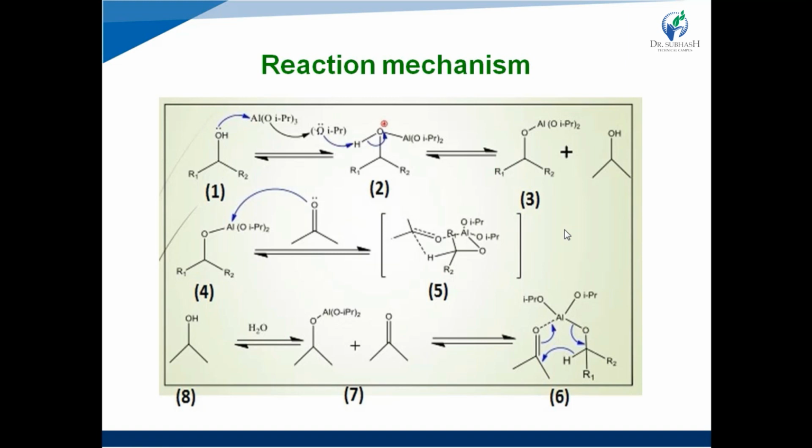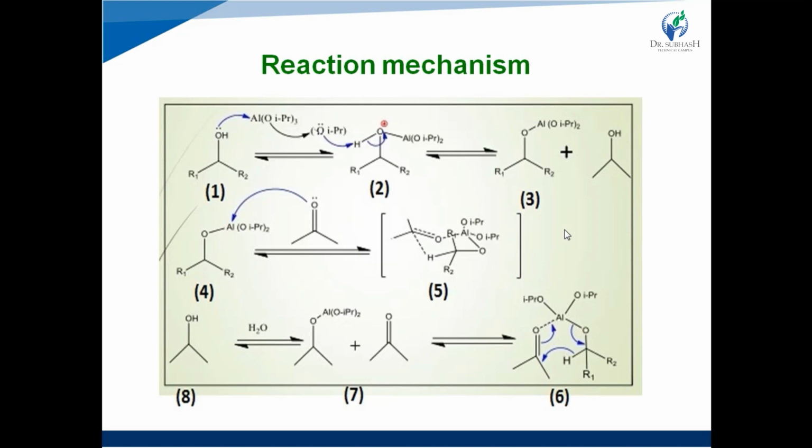In this, aluminium binds to the oxygen of the acetone, right? Oxygen of the acetone has lone pairs of electrons, so aluminium forms an electrostatic bond with this oxygen atom by using its lone pair of electrons, right? And simultaneously, the hydrogen on the carbon of the alcohol binds with the carbon of the acetone and forms the cyclic intermediate, that is the 5th structure, right?